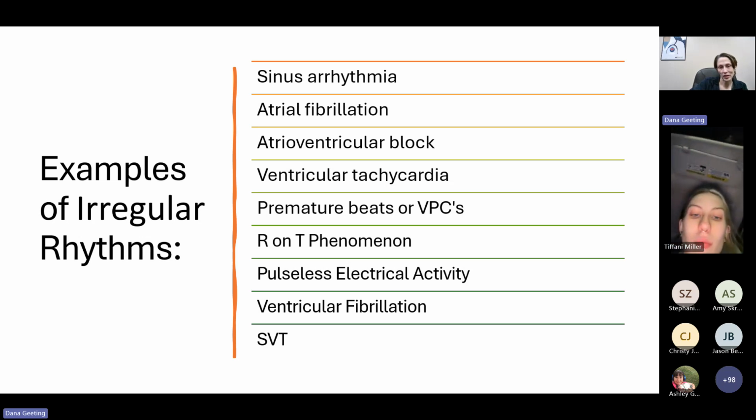Here we have a couple examples of your more common irregular rhythms. There are other ones than these, but these are the ones that we see the majority of. You have a sinus arrhythmia, atrial fibrillation, AV block, VTAC, premature beats or VPCs, R-on-T phenomenon, pulseless electrical activity or PEA, ventricular fibrillation, and SVT.